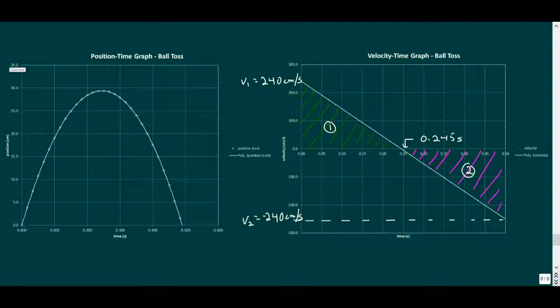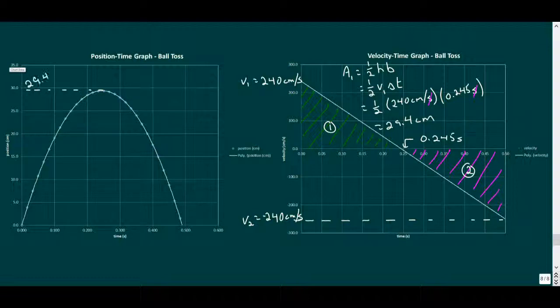Unlike the linear motion, these areas are triangles, so the formula is half the height times the base. But our height is our initial velocity, while our base is the time interval for the first half of the flight. If we substitute these with the values from the graph, again paying attention to units, we find the area is 29.4 centimeters. This is awesome because that's how high the ball rises on the position time graph, so it looks like our relationship still works. Now let's take a look at the second area.